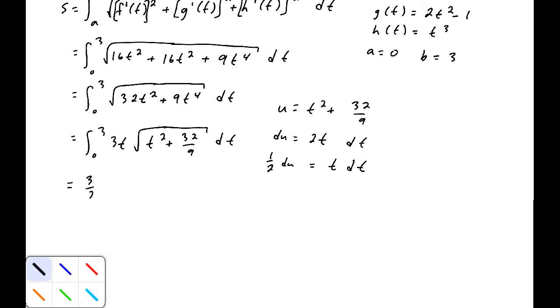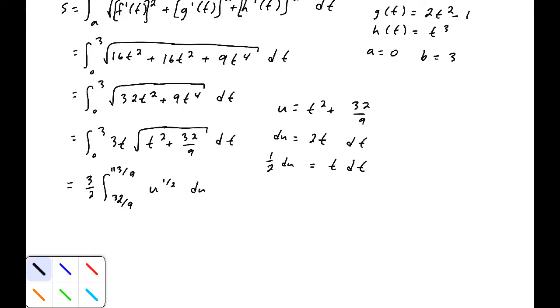All right, so this integral becomes 3 over 2 times the integral of u to the 1/2 du. And actually our endpoints on this integral will change. They will not be 0 to 3 because we've made a u substitution. We need to change our endpoints. So using the function u equals t squared plus 32 over 9, our endpoint of 0 becomes 32 over 9, and our endpoint of 3 becomes 113 over 9.